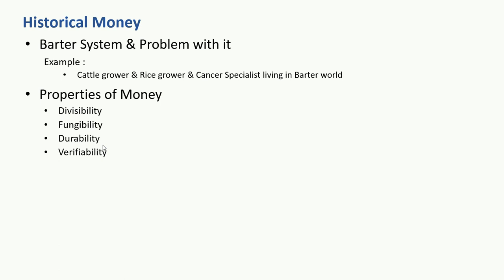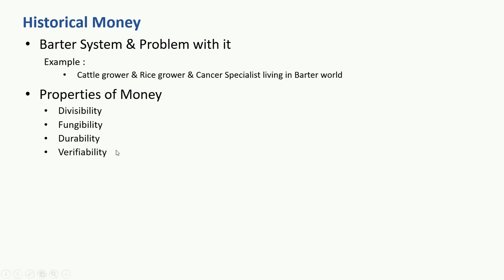Okay, that is a fungibility problem. The next one is a durability problem. Everything comes with an expiry date, right? If it is cattle, maybe chicken, it just lives for a year or two. What about rice? What about when you take tomatoes? Maximum you can save it for a month or a month and a half, not more than that. So this is the problem with durability.